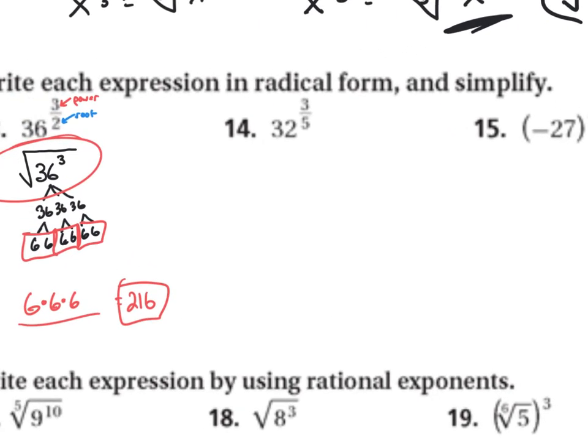All right, let's try this one. Okay, root on the bottom, power on the top. Power, root. Okay, so what does this look like? It looks like this. The fifth root of 32 to the third power. And then we go on from there.